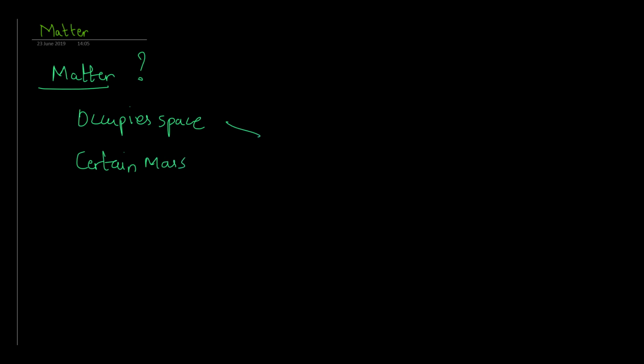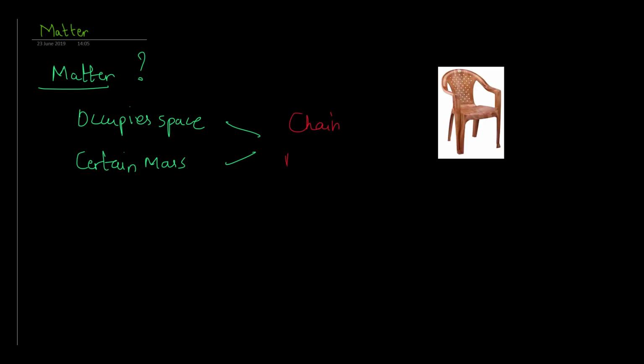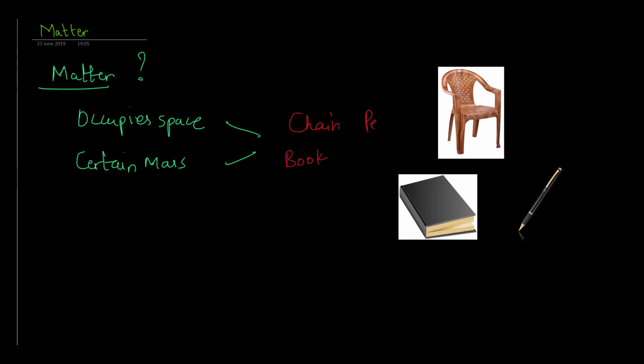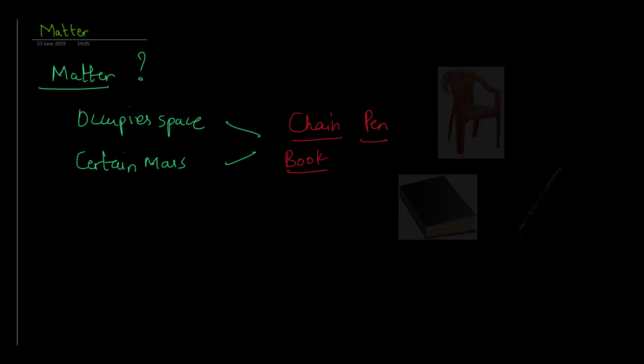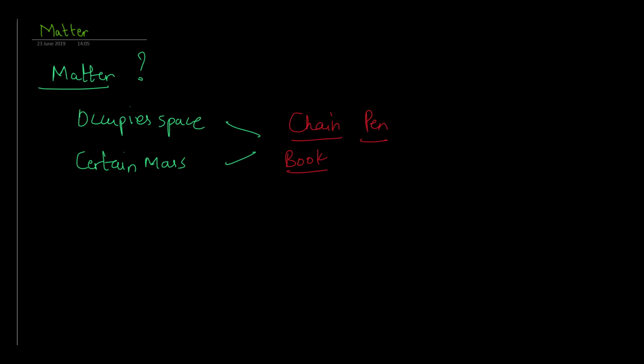So, what are the different examples of matter? Matter could be a chair, a book, a pen, or any other substance. When you consider a chair, what is its mass? It will be the amount of plastic it is made from. And when you consider a pen, the material that is used to make the pen. And when you consider a book, the cardboard and the papers all together have some mass. So what is matter? Matter is a substance that occupies space and has certain mass.